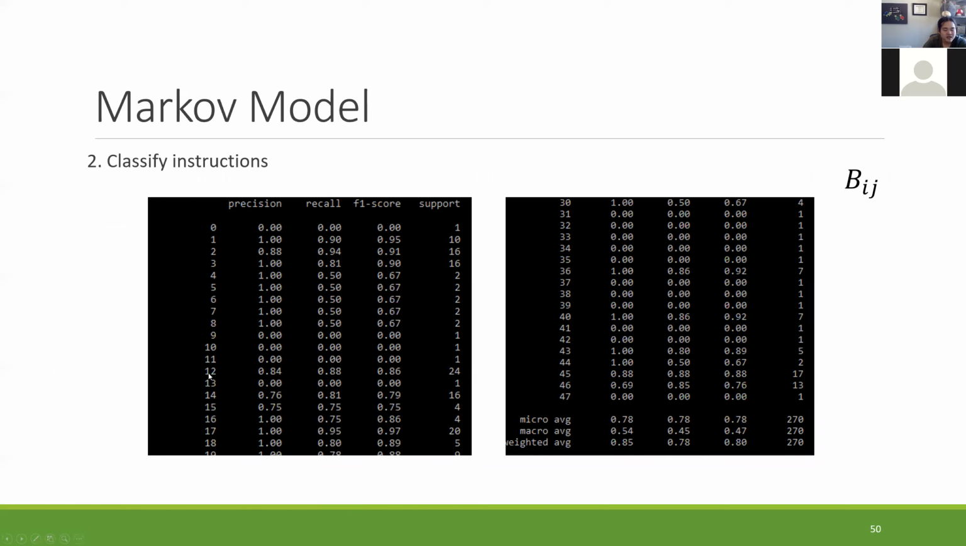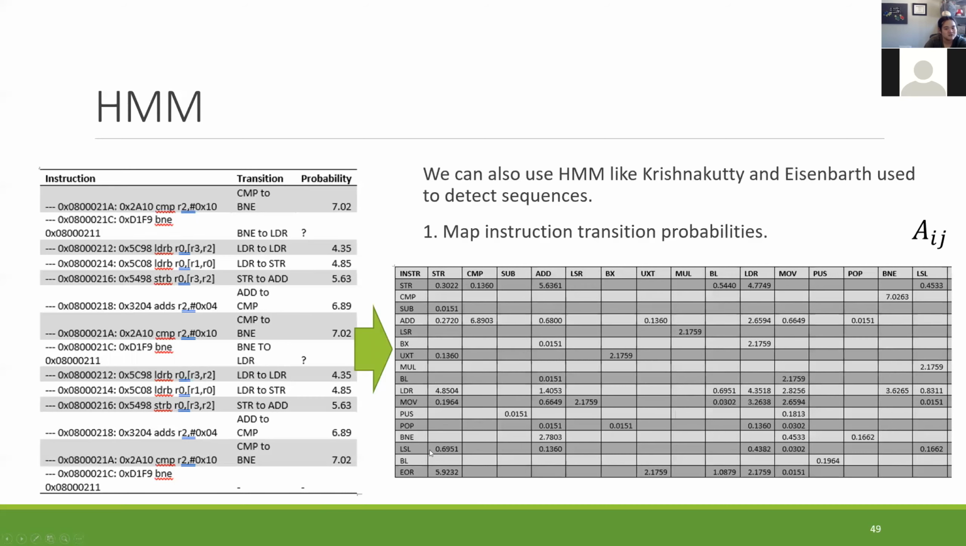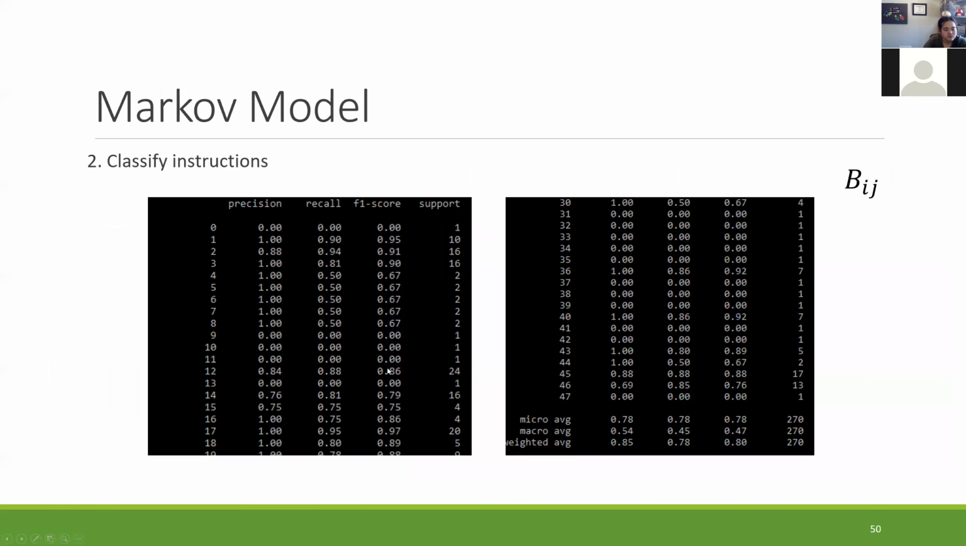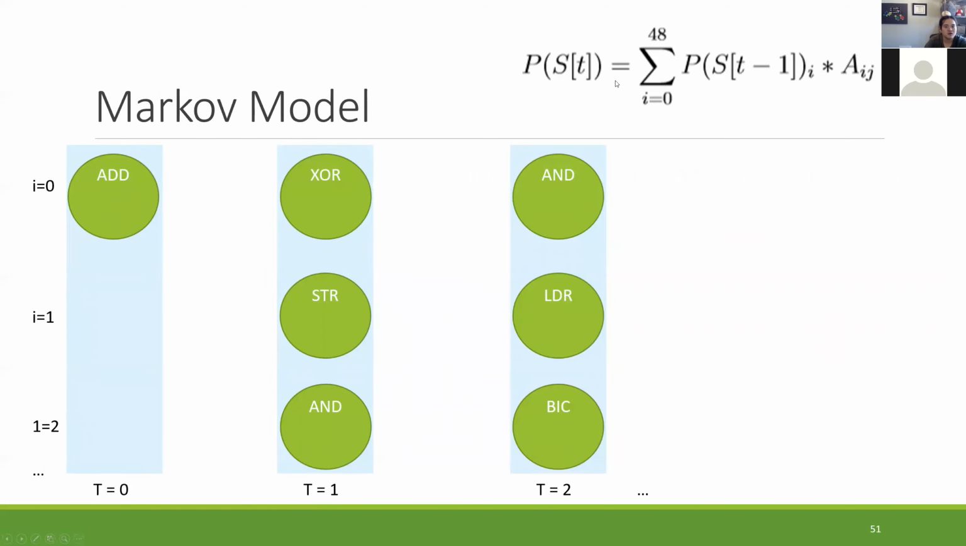This is saying instruction 12 is successfully classified 86% of the time. So if I think something is instruction 12, if I think this is a store instruction, I'm right 86% of the time. So given those two pieces of information, you can construct a model. I don't know if this equation is exactly right, but essentially what I'm saying is we're going from add to XOR, add to store, add to AND.